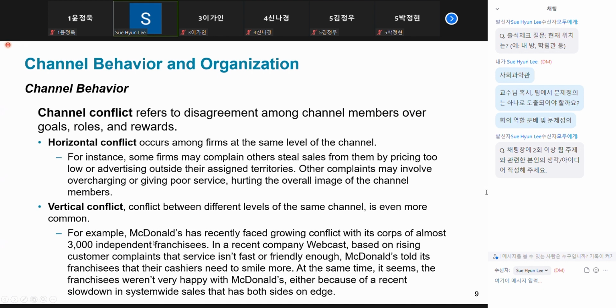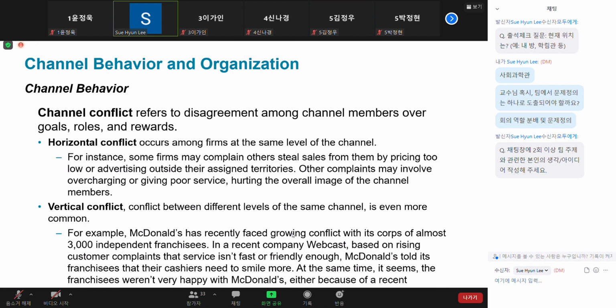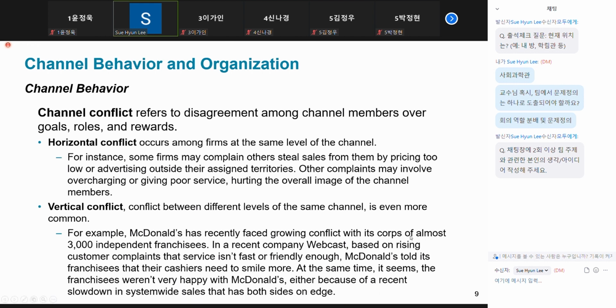For example, McDonald's has recently faced growing conflict with its corps of almost 3,000 independent franchisees. So these are different levels, and we can call this vertical conflict.